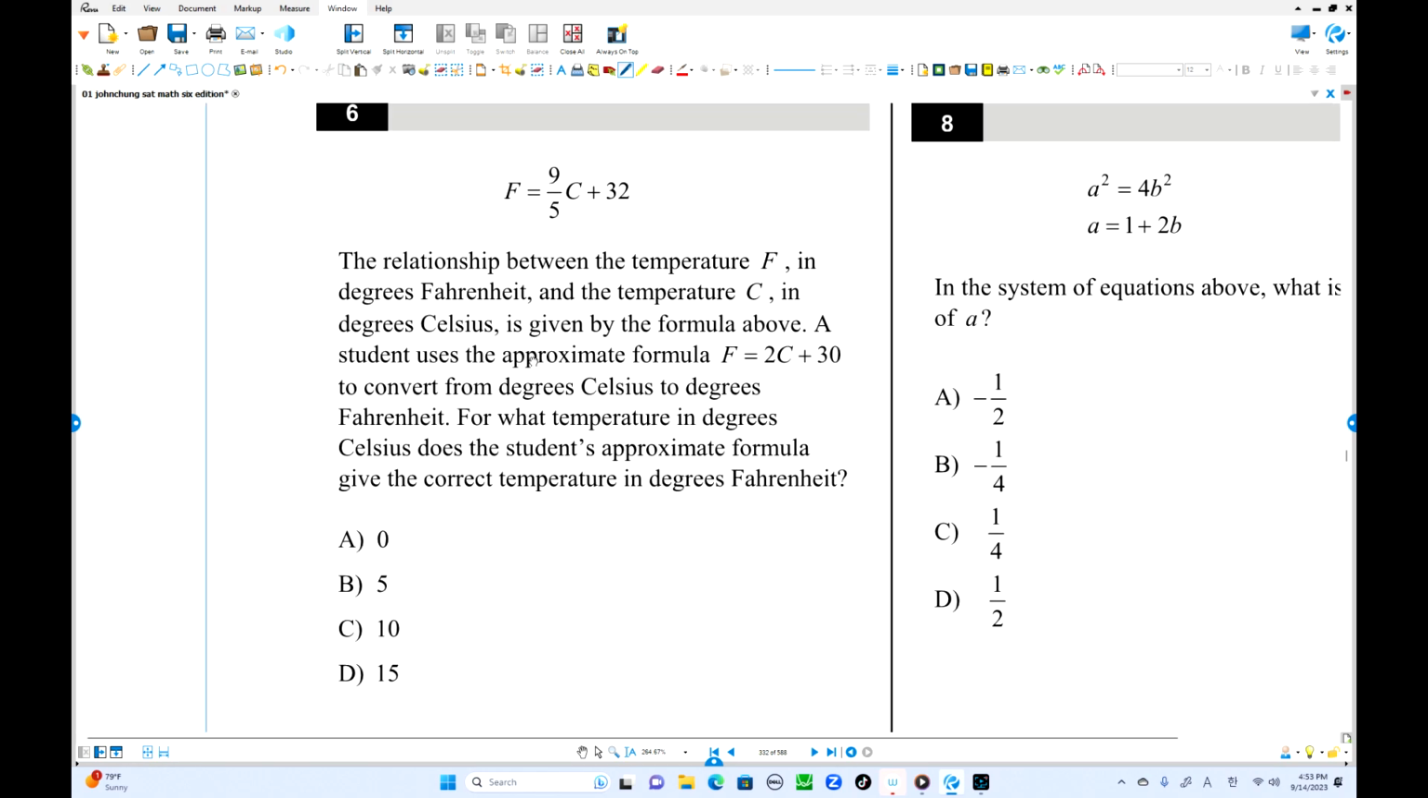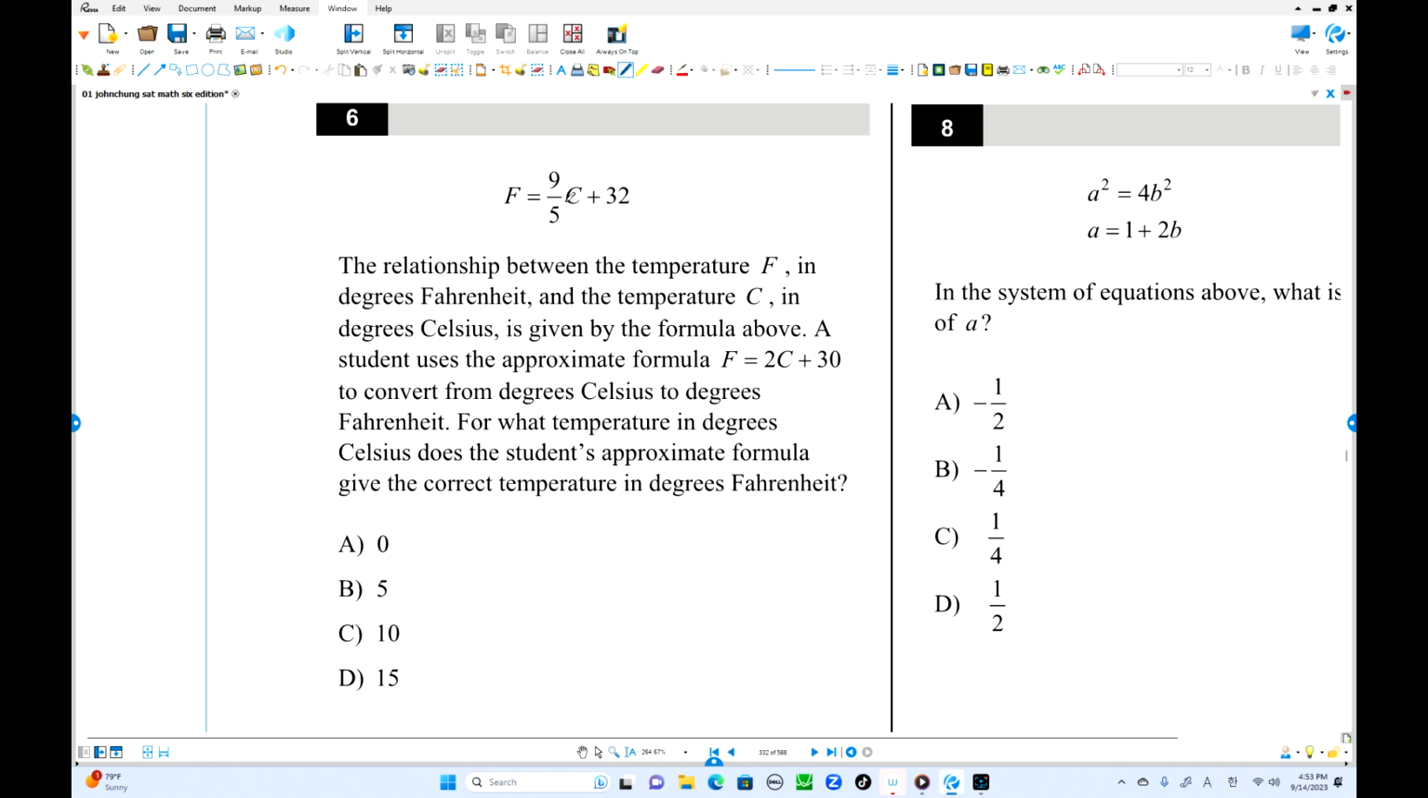Number 6. F equals 9 over 5 C plus 32. Yeah, that's the formula, right? For converting from Celsius to Fahrenheit. We have another equation, an approximate formula, okay? For some value of C, they said what? For what temperature in Celsius does the student's approximate formula give the correct temperature in degrees Fahrenheit?